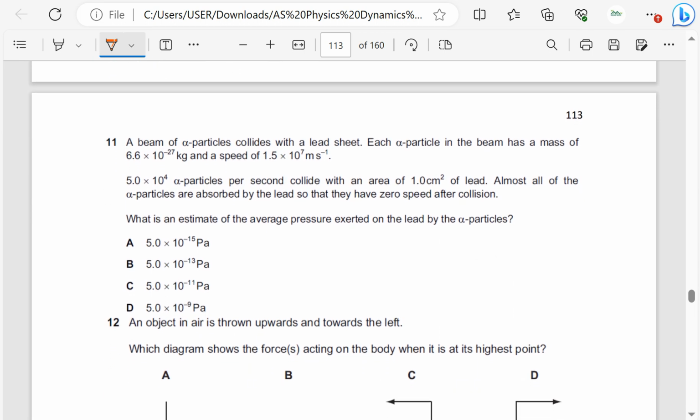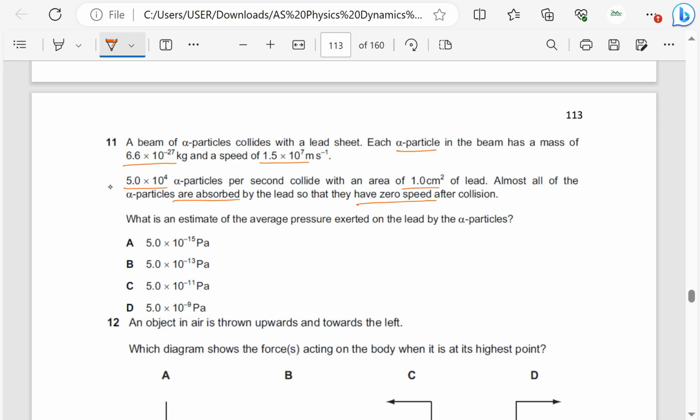A beam of alpha particles collides with a lead sheet. Each alpha particle in the beam has a mass of 6.6 times 10 power minus 27 kilograms and a speed of 1.5 times 10 power 7 meters per second. 5.0 times 10 power 4 alpha particles per second collide with an area of 1 centimeter squared of lead. Almost all of the alpha particles are absorbed by the lead so that they have zero speed after collision.